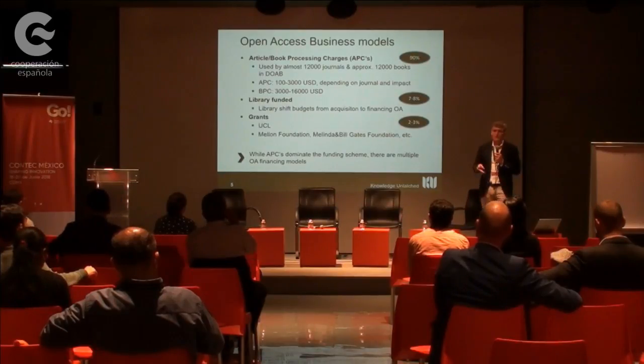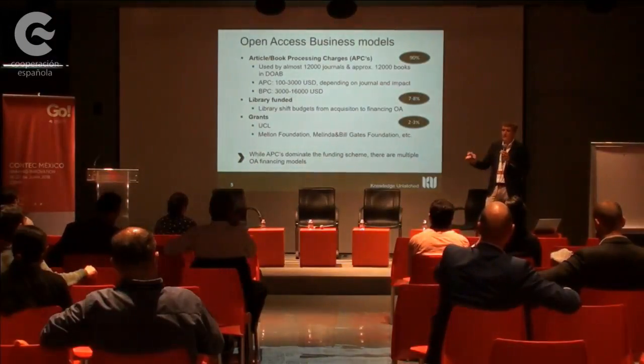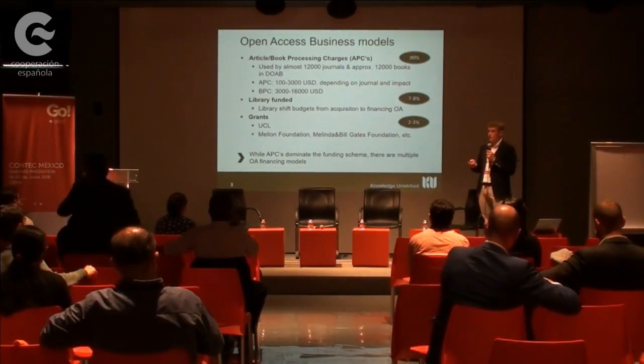It's 2 to 3%. If Mellon goes out and pays 3 million for a lot of articles or books, that is already a lot. So it's really the smallest share.